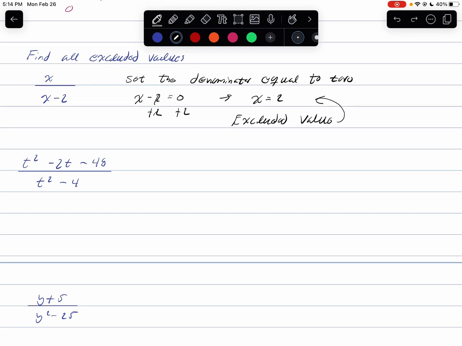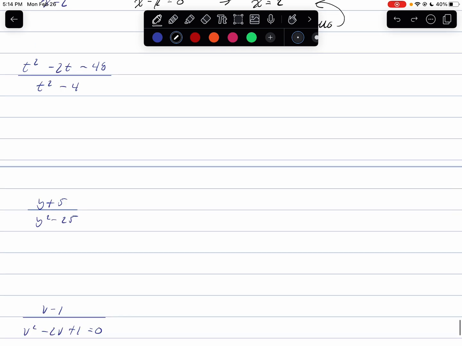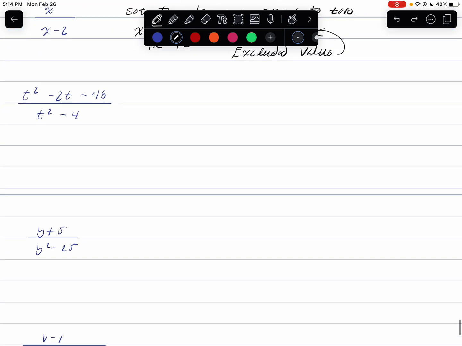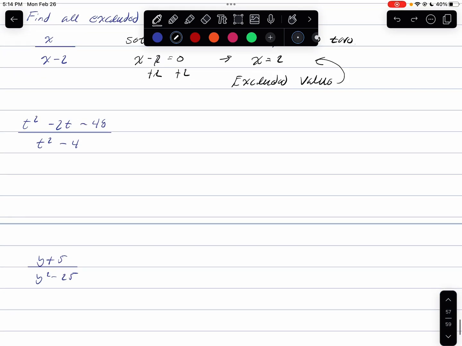Okay, so let's take a look at some more interesting examples. Here we have t squared minus 2t minus 48 over t squared minus 4. Now, one thing I want to say up front is that you really only have to focus on the denominator here. We'll see some examples where it's more obvious that maybe we want to try to cancel things. But the truth is that you want to find what the excluded values are before you do any manipulating to the equation, before you try to cancel anything out, okay? So in this example here, the only thing we have to worry about is the denominator. We can effectively just leave the numerator alone.